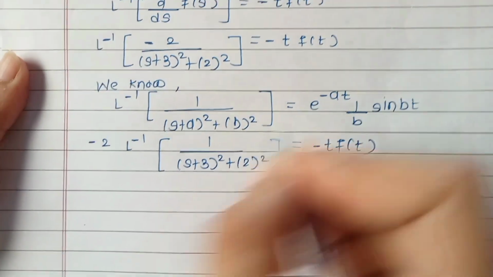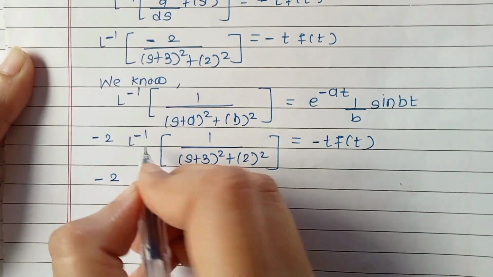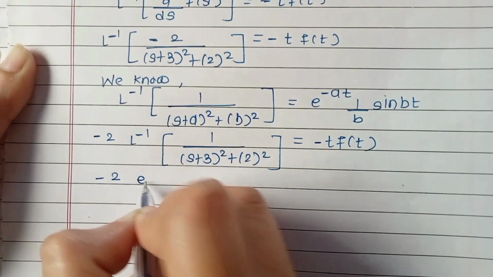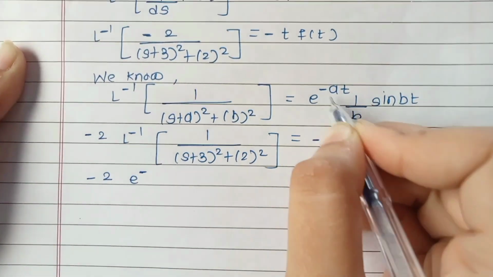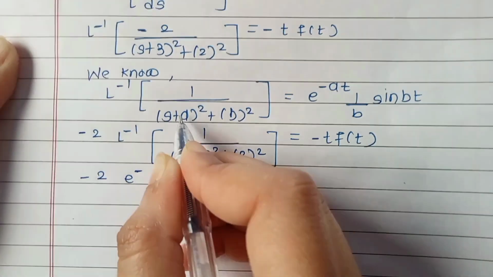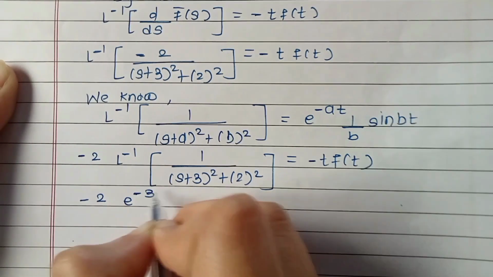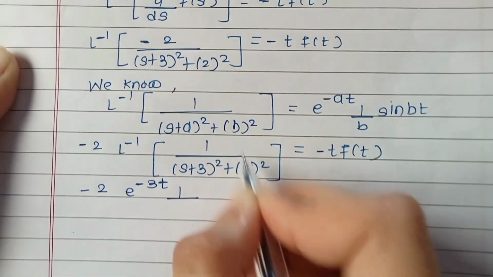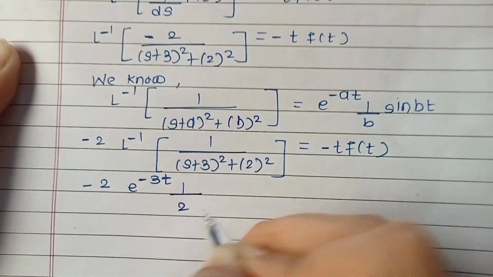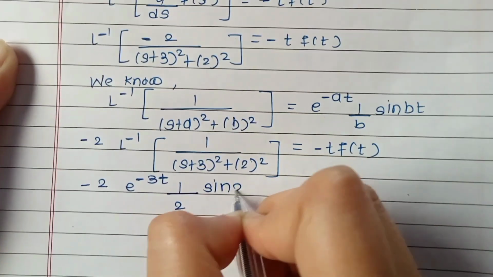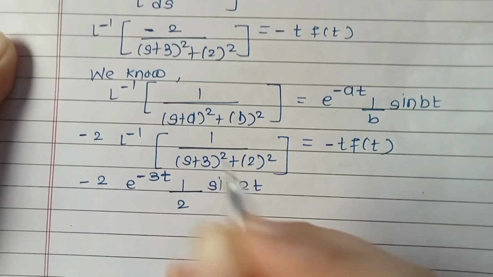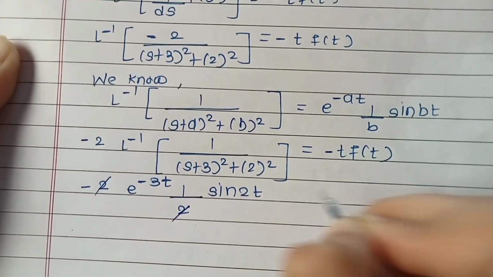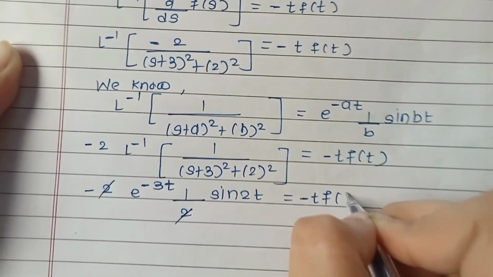We will get the value: minus 2 inverse Laplace of 1 upon (s plus 3) bracket square plus 2 square is e raised to minus at. What is the value of a over here? That is 3, so e raised to minus 3t, 1 upon b. What is the value of b? Here it is 2, so sin 2t, because the value of b is 2. Now cancel out this 2 with this 2. Here it is equal to minus t f of t as it is.